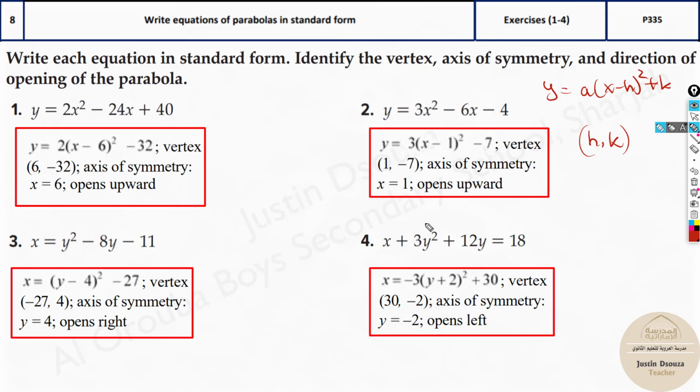But what about this one, the last one? We have no equation over here because the constant term is over there. First, we need to write it in a proper equation. As I can see, the square is towards y. So what I need to understand is this is either opening right side or left side.